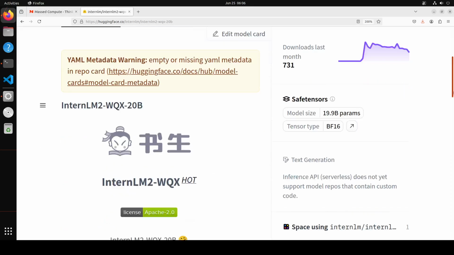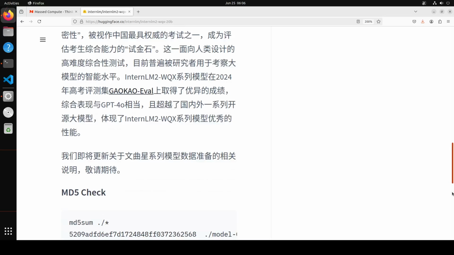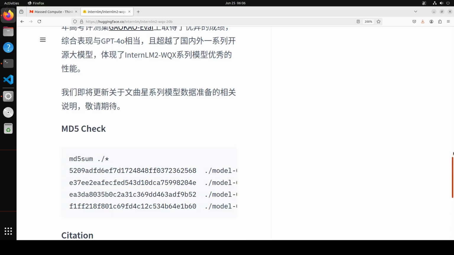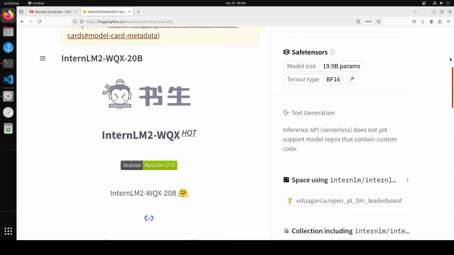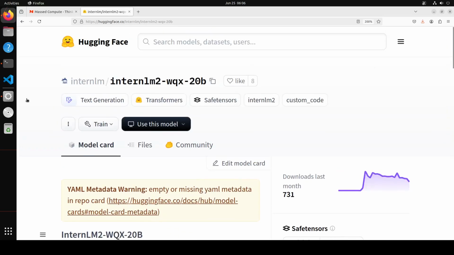It is mainly in Chinese. I really didn't go through that, and I don't see much benchmarking here. Anyway, so that's it, guys. Let me know your thoughts. Very keen to know what you think about this model, but interesting, especially when it is geared towards their premier Chinese exam.